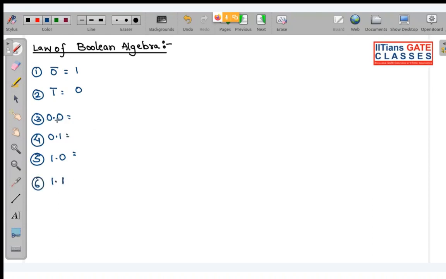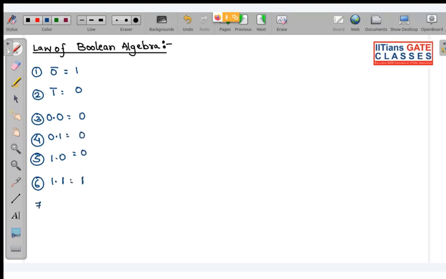So what is 0 and 0, or 0 dot 0? It will be 0. 0 dot 1, so this will also be 0. 1 dot 0, so this will also be 0. 1 dot 1, this will be 1.